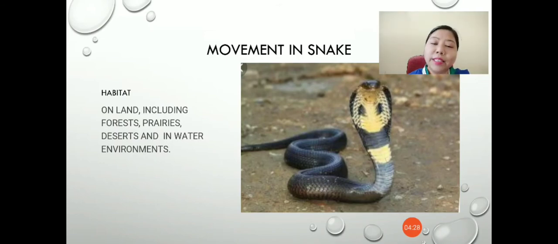But before that, let us see where snakes are found. Snakes are found on land, including forests, prairies, desert, and in water environments also. That means they are found both on land and in water. Some species of snake are found on land, and some species are also found in water. They are also found in trees. Yes, you might have seen that the snake coils itself around the branch of a tree. So they are found on land, on trees, and in water also.